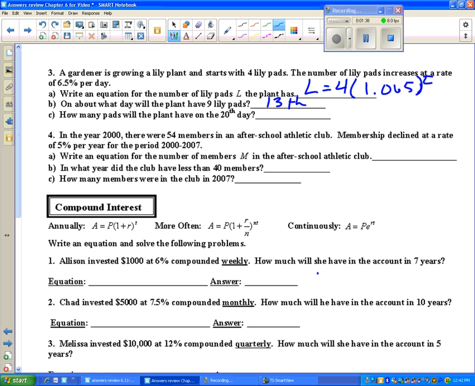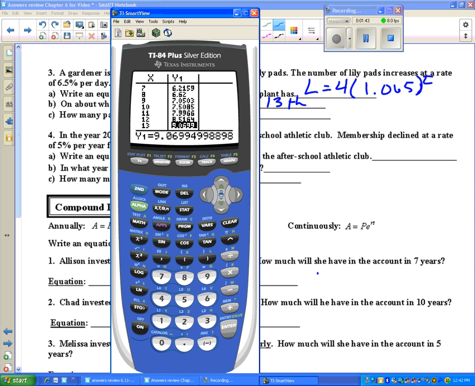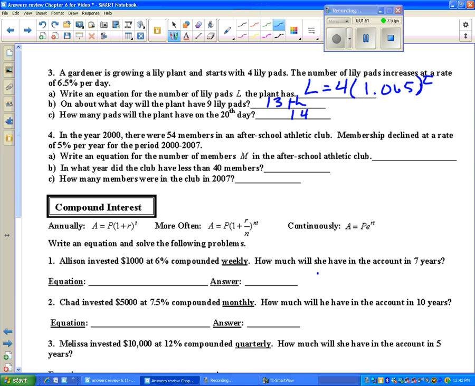How many pads will the plant have on the 20th day? So I go to my calculator. I want the 20th day, so I go down to where x is 20. 14.095. So that's 14 pads.